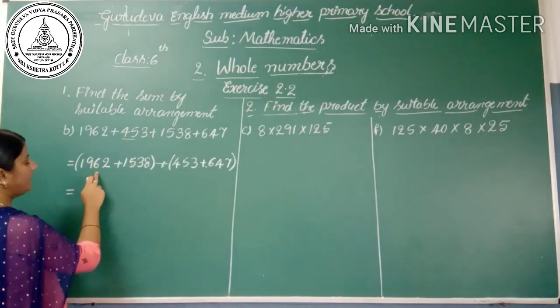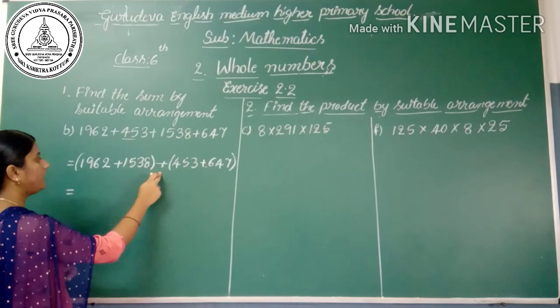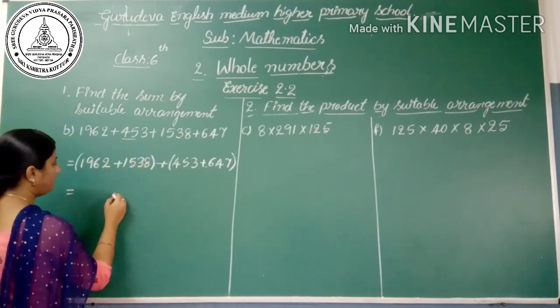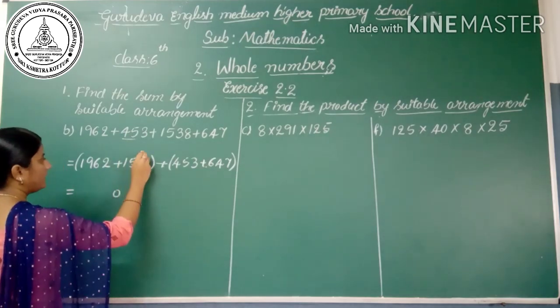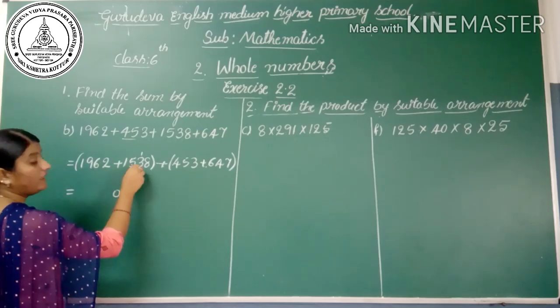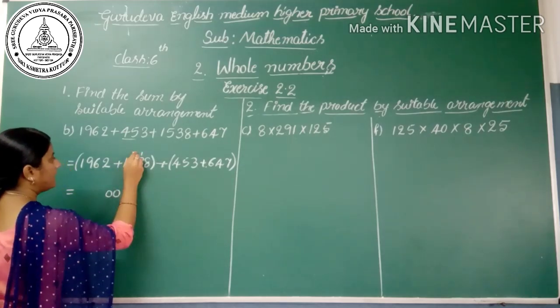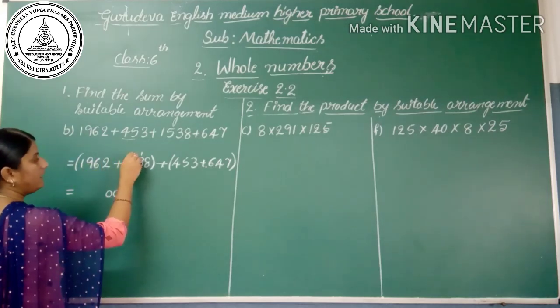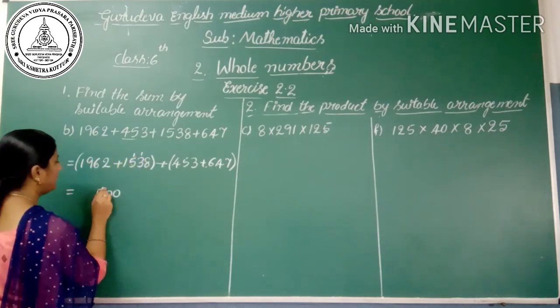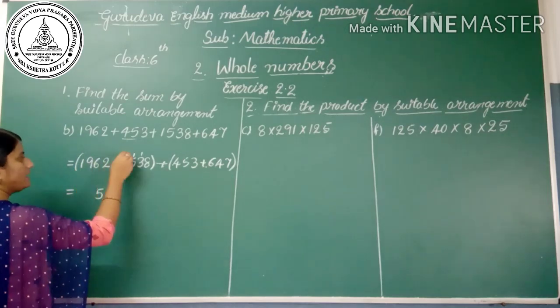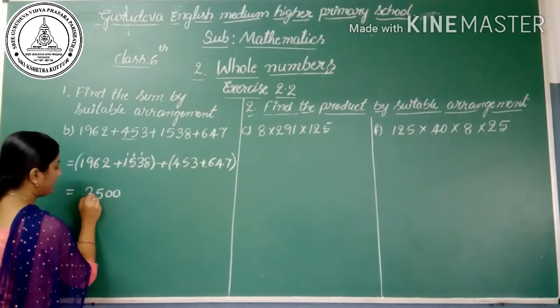Then 1962 plus 1538. Add here: 2 plus 8 is 10, 0 carry 1. Then 6 plus 3 is 9, 9 plus 1 is 10, 0 carry 1. Then 9 plus 1 is 10, 10 plus 5 is 15, 5 with carry 1. Then 1 plus 1 is 2, 2 plus 1 is 3.